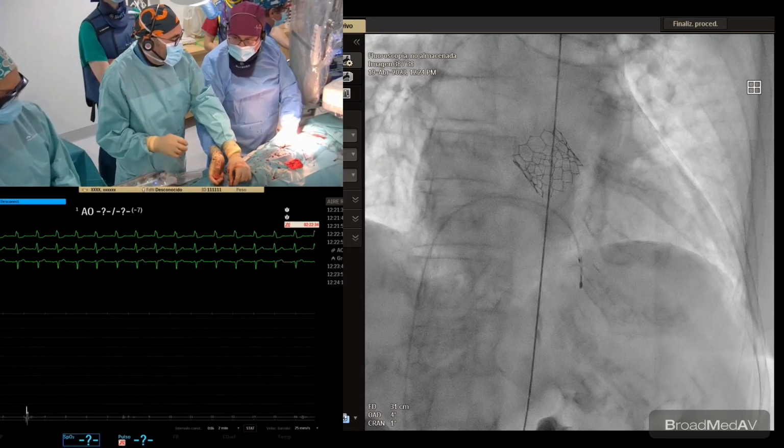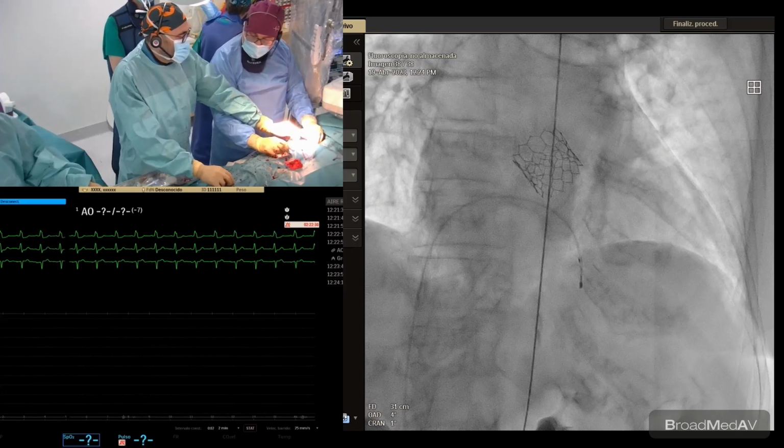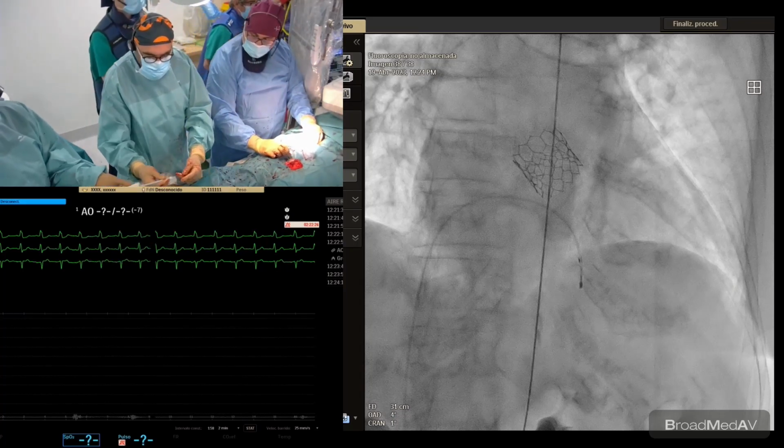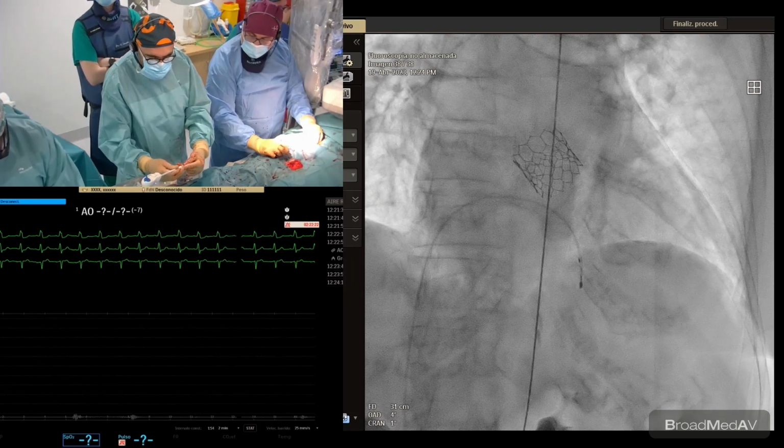Yes, see, quickly with the, we don't like this valve. Sometimes you need to put the wire just in the center of the introducer, because if not, the patient bleeds.